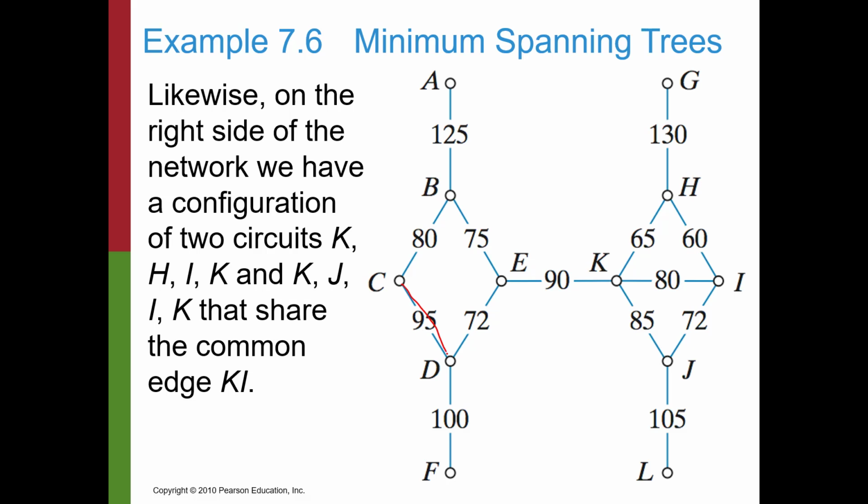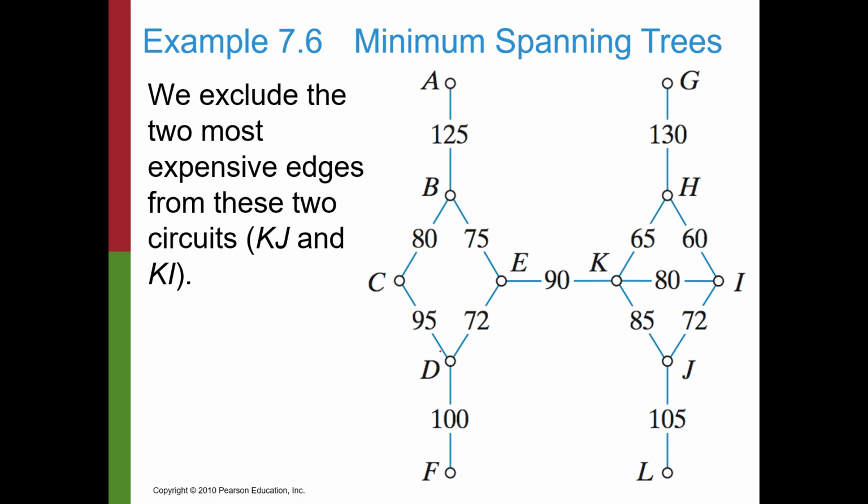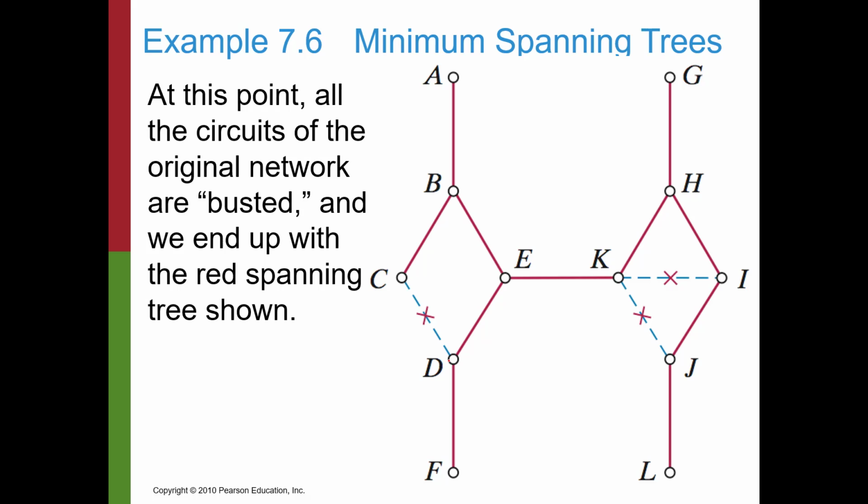Likewise, on the right side, we've already taken this out, we have a configuration of two circuits, KHIK and KJIK, that share a common edge KI. And we exclude the two most expensive edges from these two circuits, KJ and KI. And so then we just get rid of the most expensive ones, KJ and KI. At this point, all the circuits of the original network are busted, and we end up with the red spanning tree shown, right? So this is a spanning tree. We've gotten rid of the most expensive ones, right?